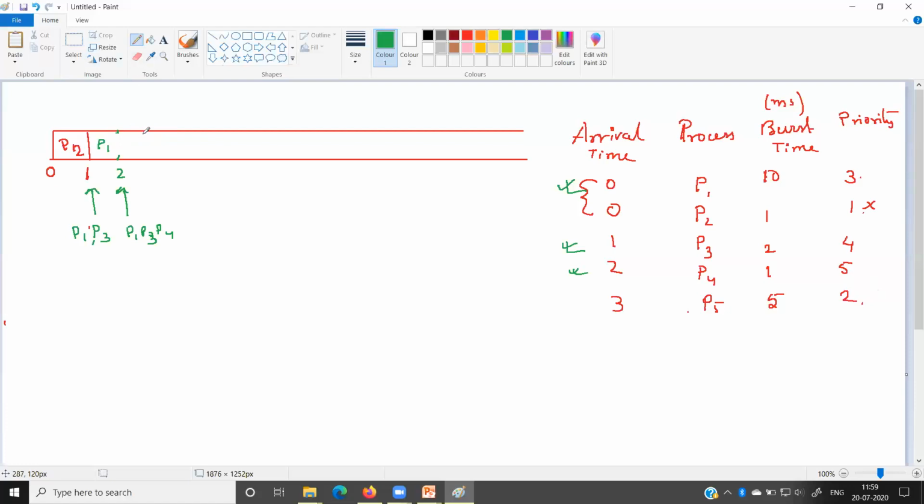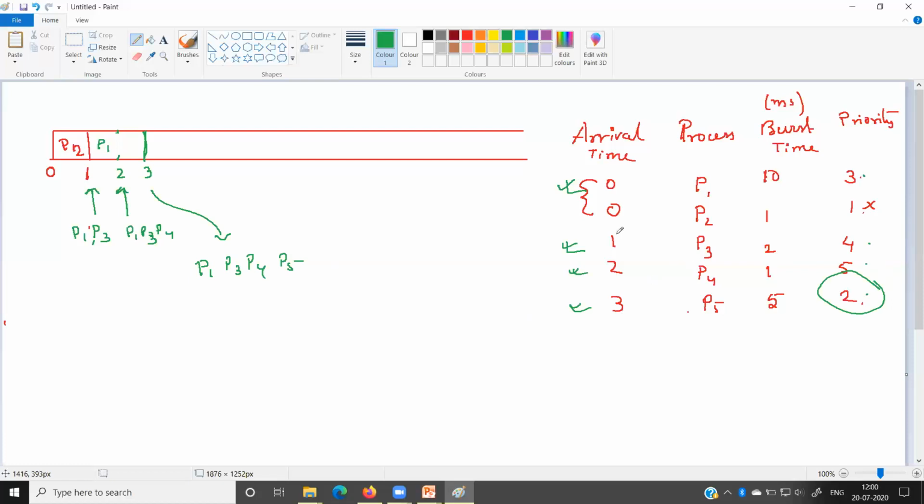So at the next unit of time, that is at time 3, we will observe what the scenario of the system is, how many processes there are. At this time instant, the processes are P1, P3, P4, and at time 3, P5 has arrived. Now the priority of P1 is 3, P3 is 4, P4 is 5, and P5 is 2. So definitely this 2 is smaller than all the other priority values.